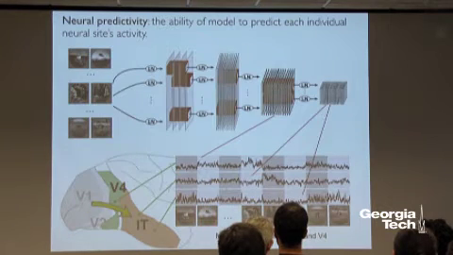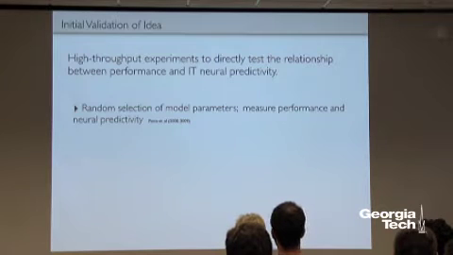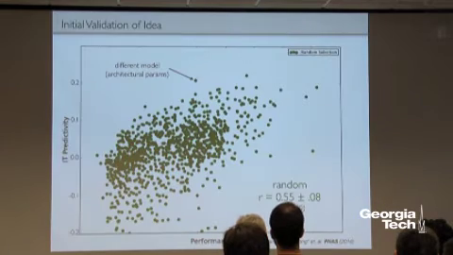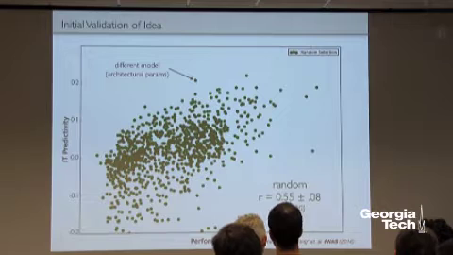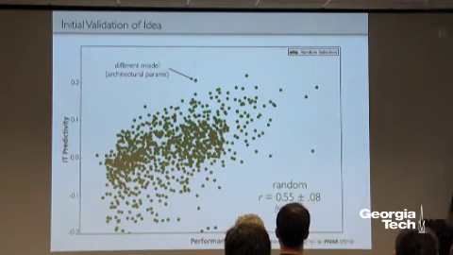So the question was whether or not we could do that. Before we got into trying to deeply optimize neural networks to solve the task, we wanted to do some simple high-throughput experiments to check whether we had a chance. First, we did random selection of model parameters, those architectural parameters I mentioned a moment ago, and then measured both performance and neural predictivity. Each dot here is a different model. What you see is a modest, reasonable correlation between performance on the one hand and neural predictivity on the other, about 0.55. There's quite a bit of variability as well.